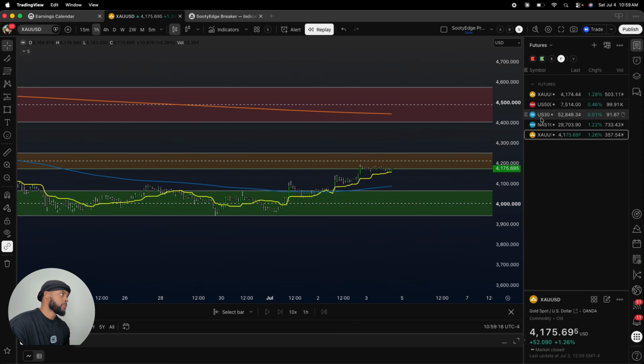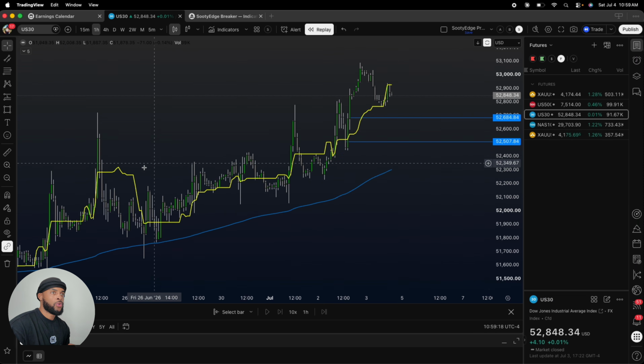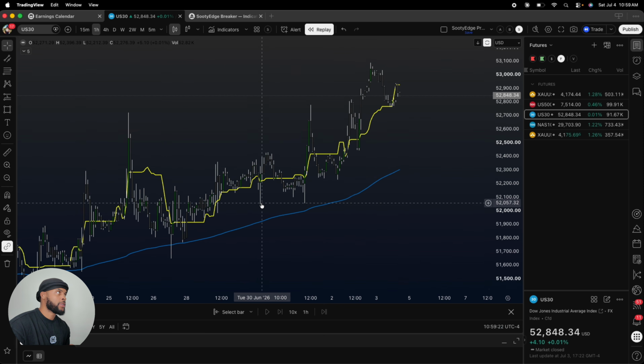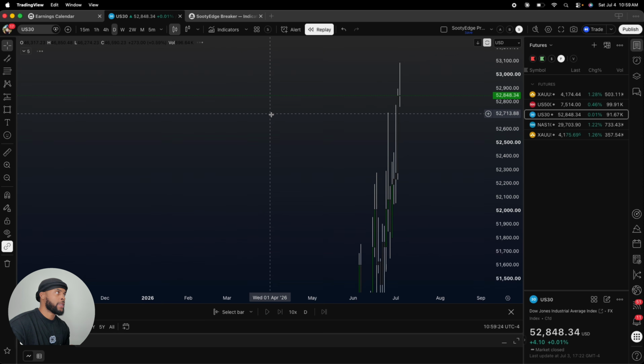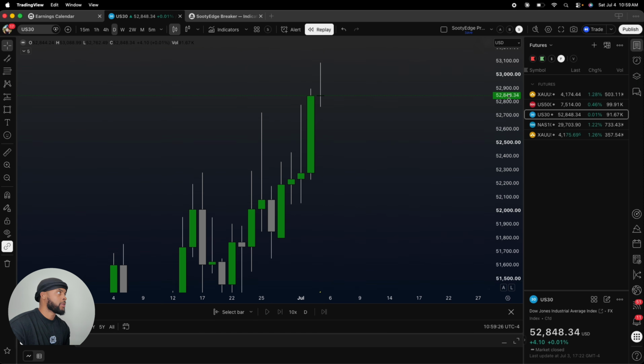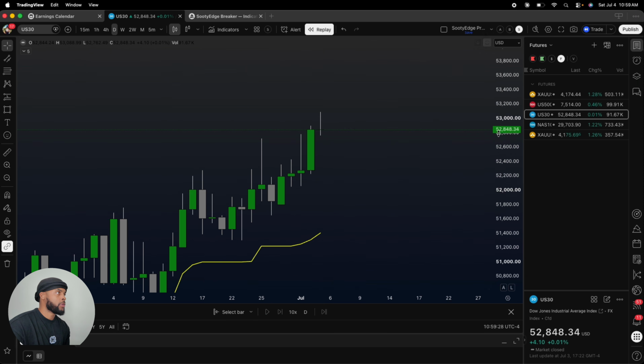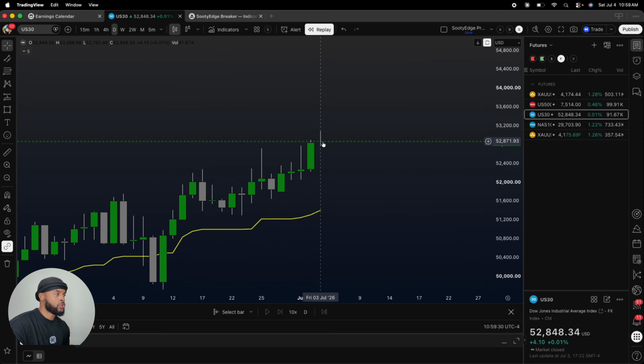All right, US 30. Do one more pair for y'all before I wrap this up. All right, US 30, same exact thing. Go to my daily. Looking for dojis. I'm only looking for dojis. Like, this is cool too. This is a shooting star. This is a sign that a sell is coming. But I gotta lock in on a doji. Right. So doji here.